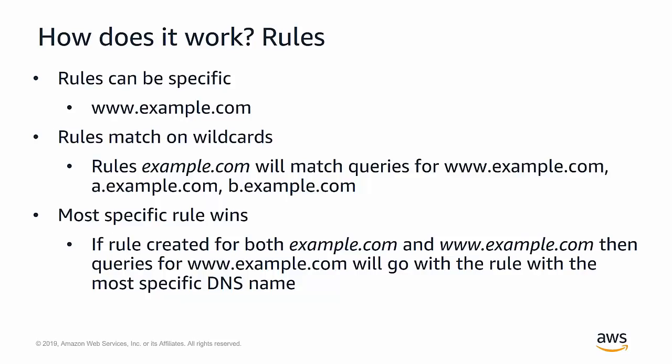However, if you want to do the wildcard matching, but you may have a more specific name that should be forwarded in a different direction, we have designed it so that the most specific rule wins. So in this case, if you have a rule that is just example.com, then, for example, queries such as a.example.com or b.example.com might match to that rule. But if you also have a more specific one for the subdomain www.example.com, it will only match to that rule because that is the most specific name. So that's something to keep in mind when you're setting up the rules, is that the most specific DNS name wins.